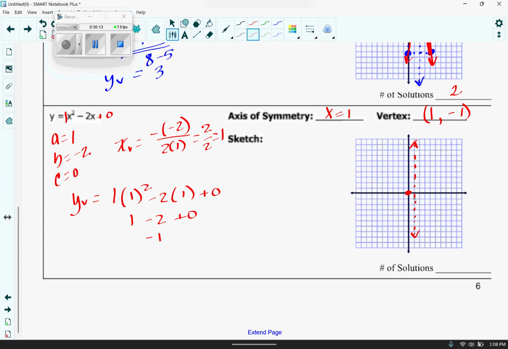So 1, negative 1. Now I also know that my slope here is 1, or my a value is 1, which means I can go up 1, right 1, and up 1, left 1, which double checks that same spot here, and then make my pretty parabola. Again, I have two solutions. And this is a minimum.